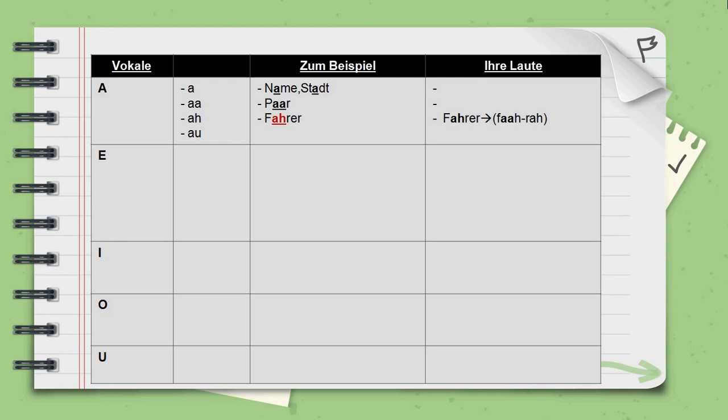If you have two letters together, or if the letter H is found after the letter A, then the letter H is not pronounced and the other letter is lengthened in pronunciation. For example, Fahrer. If you have AU, there are no special rules. Kaufhaus.